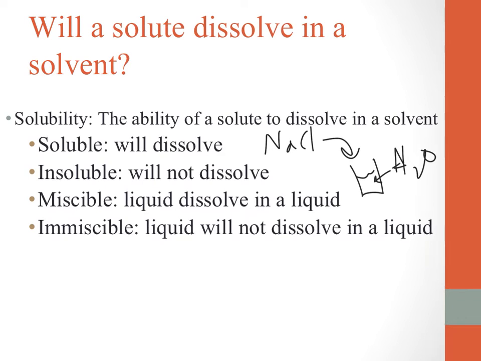Now, when you're talking about things that are specifically liquids dissolving in other liquids, we use some other terms called miscible and immiscible. Miscible means a liquid dissolves in a liquid. Like, for example, as I told you before, water will dissolve in rubbing alcohol. Those two liquids are considered to be miscible. Immiscible liquids are like oil and water. And the reason they don't dissolve is because oil is nonpolar and water is polar.